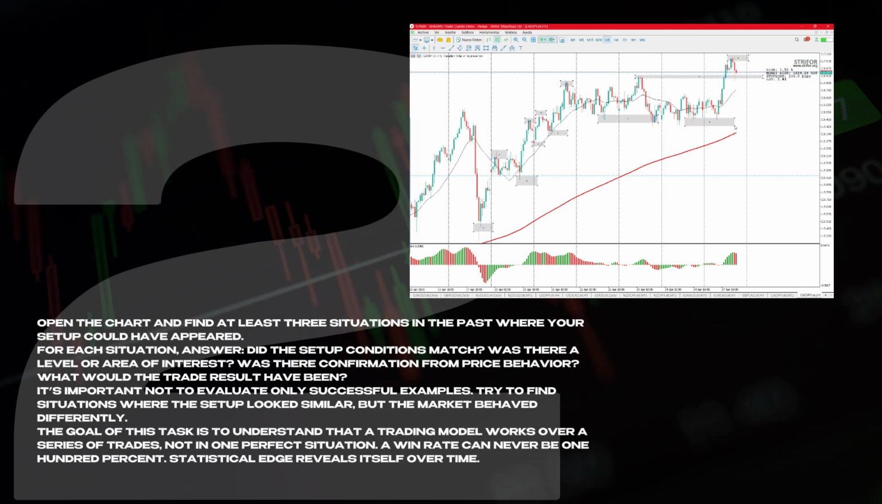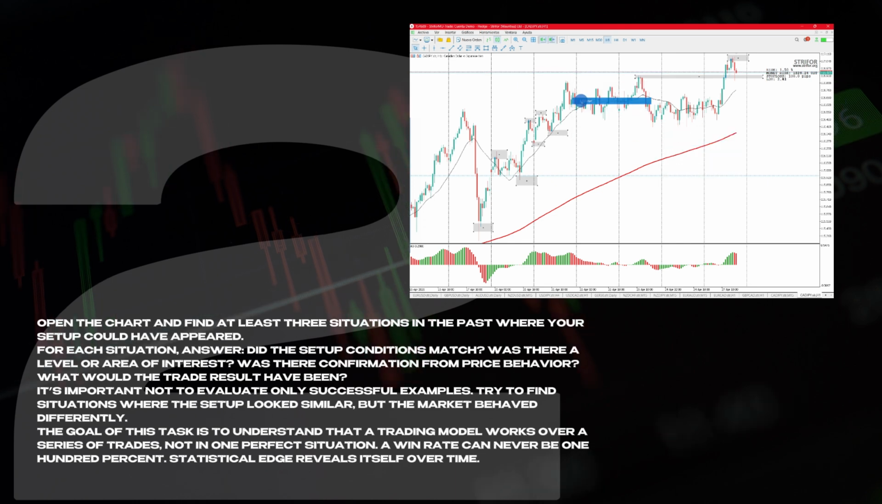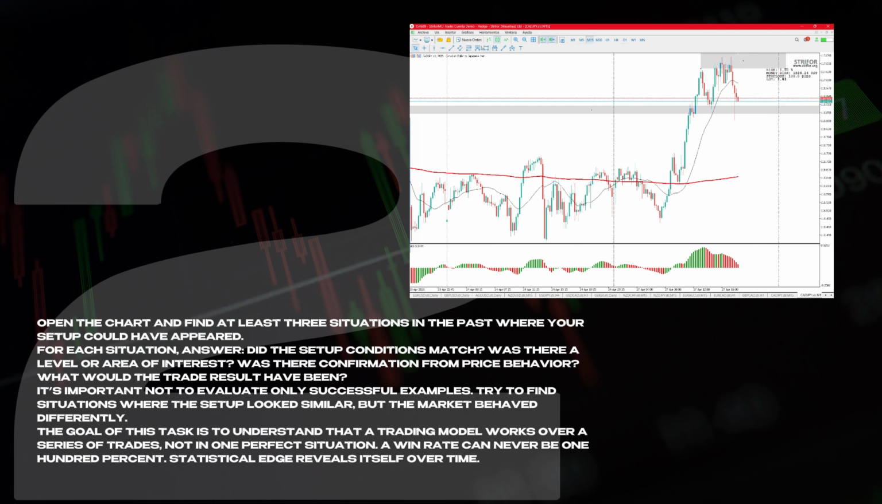It's important not to evaluate only successful examples. Try to find situations where the setup looked similar, but the market behaved differently. The goal of this task is to understand that a trading model works over a series of trades, not in one perfect situation. A win rate can never be 100%. Statistical edge reveals itself over time.